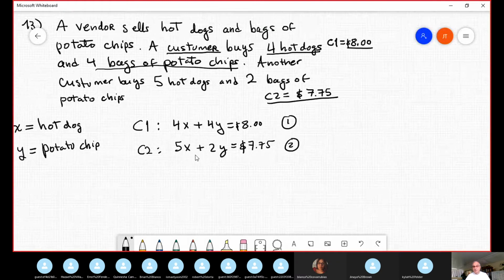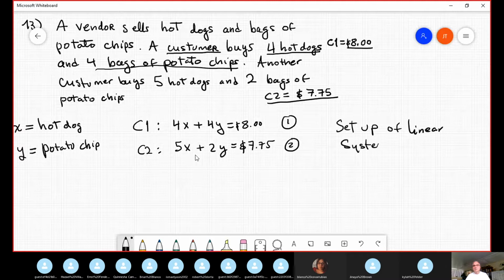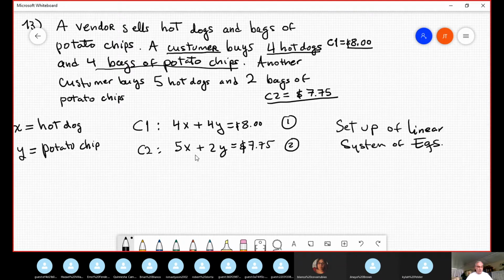Do you understand the setup very well? It's easy. Setup of the linear system of equations, like I proposed. Everything so far. Okay. Stop. Do you follow me? Do you understand? Confusing? Clear? Obscure? No? Okay. Let's see the transformation.